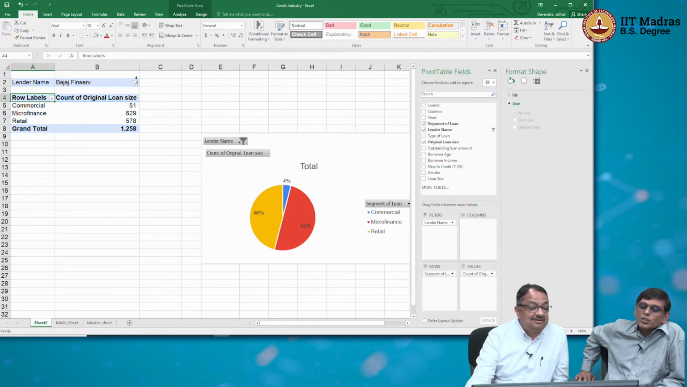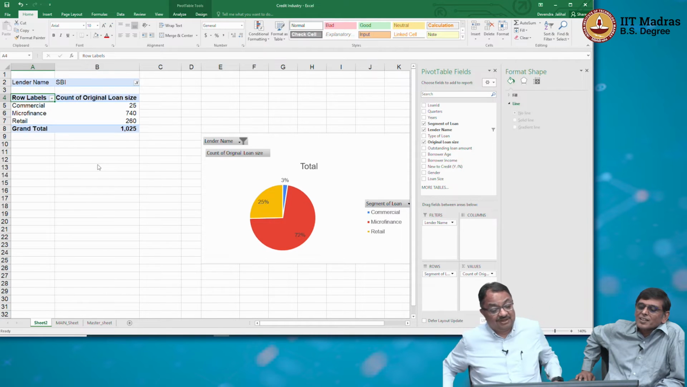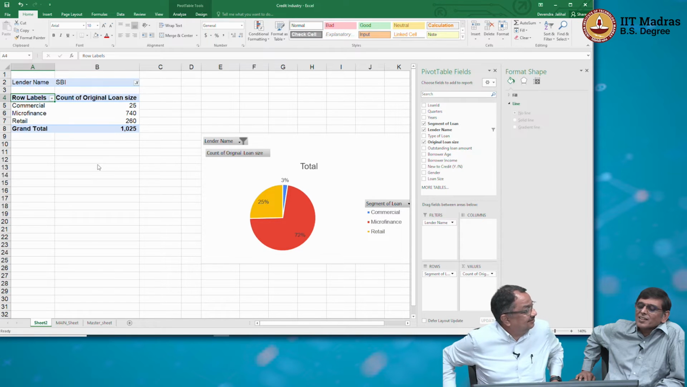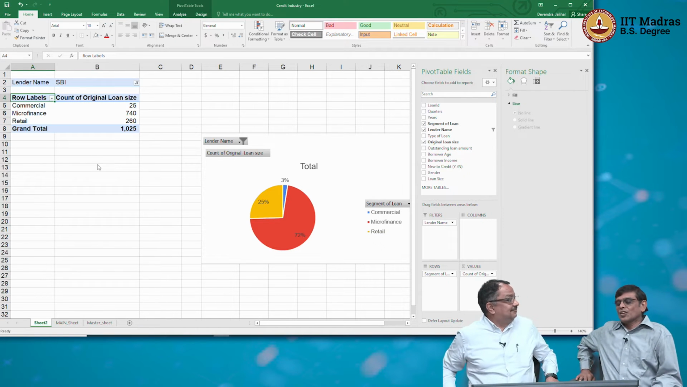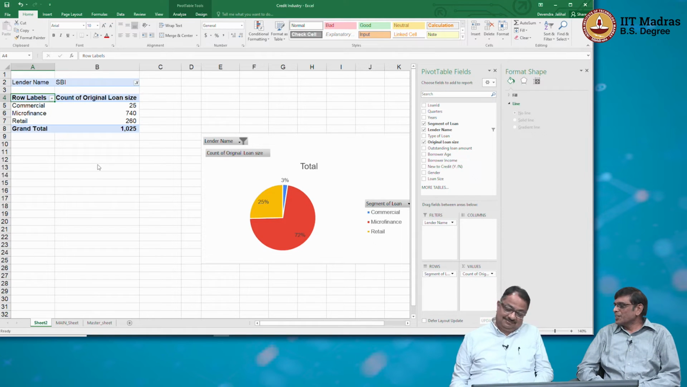Okay. So let's similarly look at ICICI. You will find it's all retail, right? It will be largely retail, and some microfinance. And if I look at SBI, a lot of it is microfinance and then followed by retail. Okay. So SBI is mostly microfinance, ICICI is mostly retail, and this guy is mostly commercial.